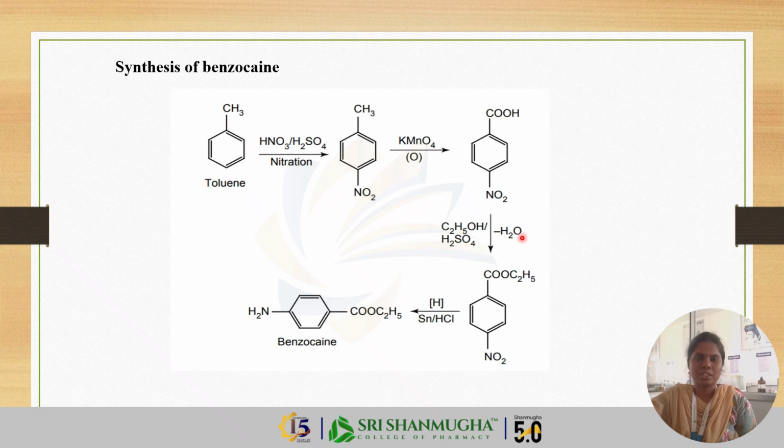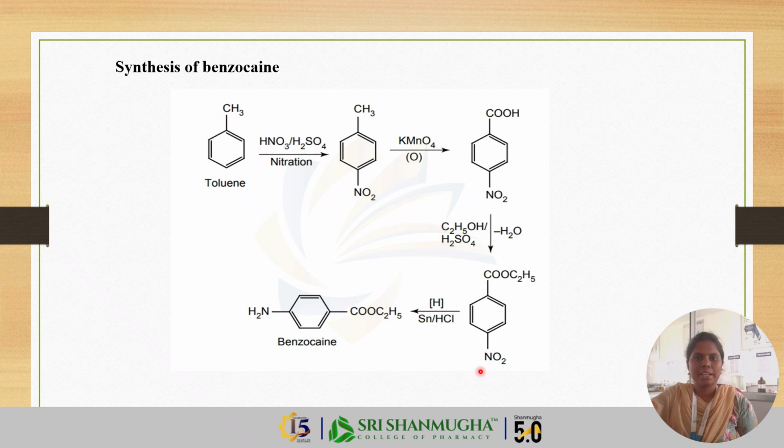Next, in the third step, the para-nitrobenzoic acid undergoes an esterification reaction with ethanol in the presence of sulfuric acid. During this reaction, water is removed and an ethyl ester is formed, yielding ethyl para-nitrobenzoate.